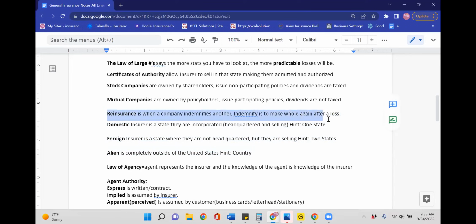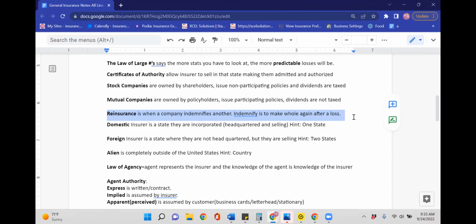Reinsurance is when one company indemnifies another. So we just talked about how indemnity is to make you whole again. Insurance companies can have insurance for insurance. That's what reinsurance is, insurance for insurance. So as an insurance company, if I take on a lot of risks and everyone files a claim at the same time, I could lose all of my money, right? Like I could be emptied out.